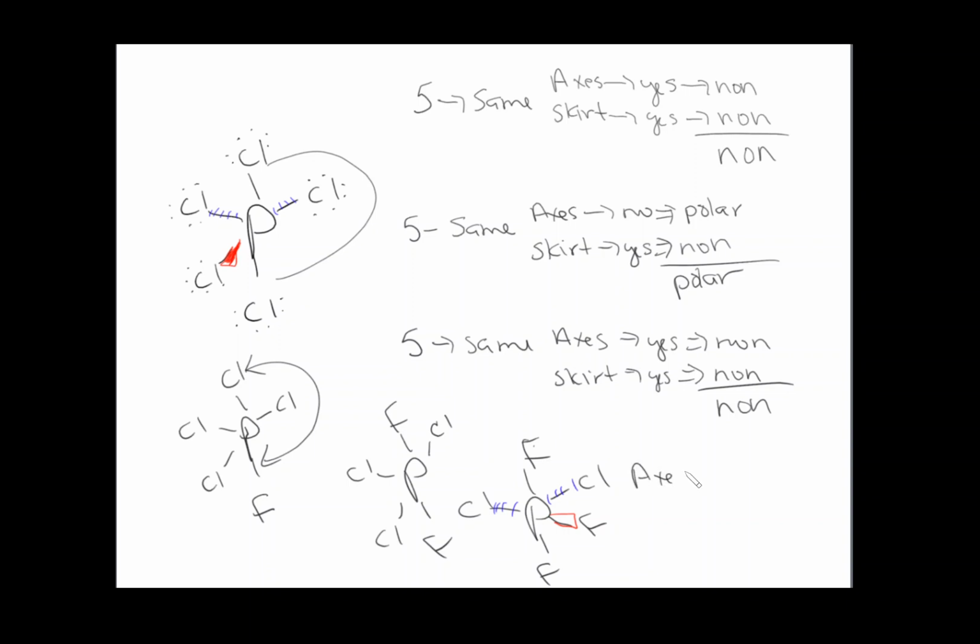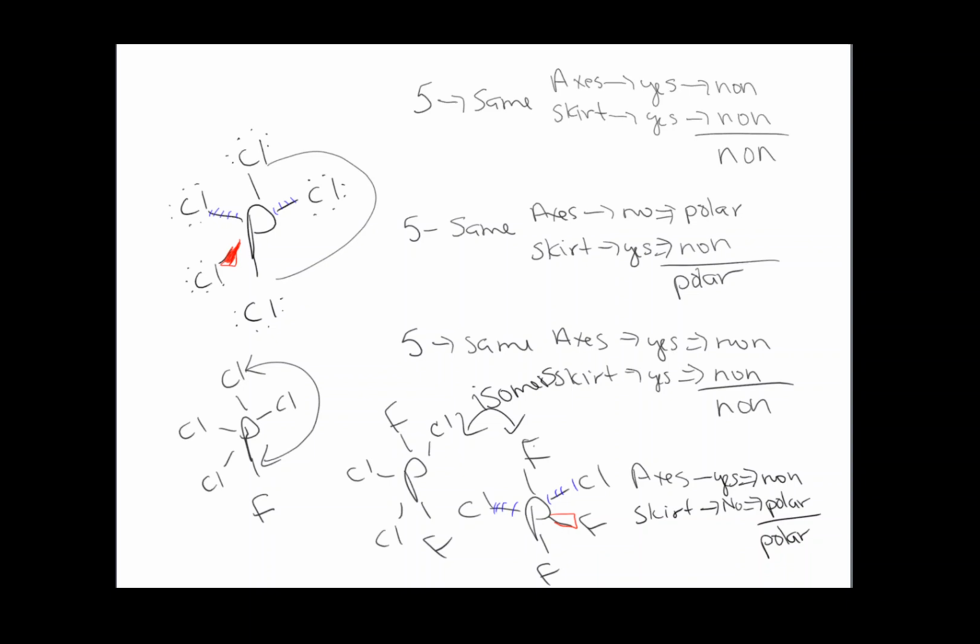So the axes, they are the same. So it's non. But the skirt, they are not the same. So it's polar. So overall, it is polar. Right, and these are called isomers of each other. It's the same formula, but they're connected differently, specifically constitutional isomers from each other. And that is the way you would figure out polarities for family 5 and for family 6.